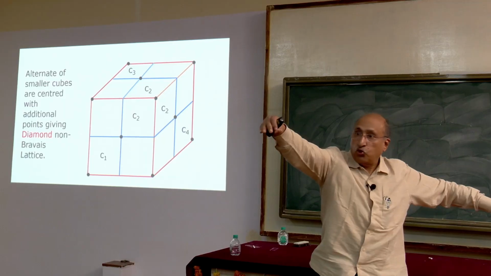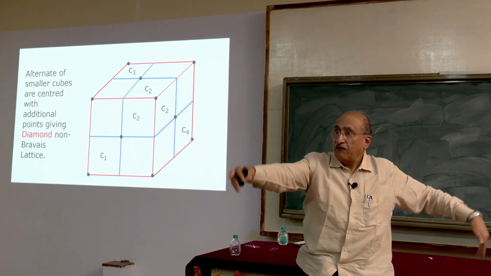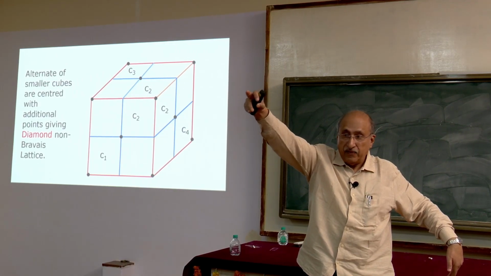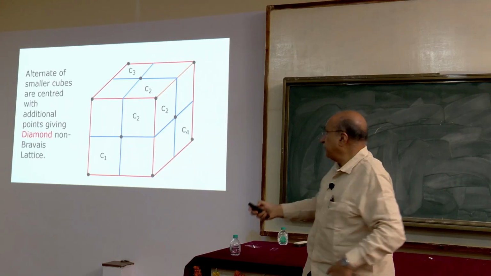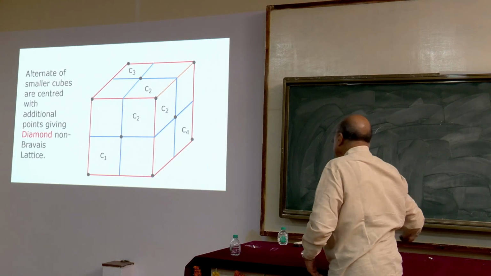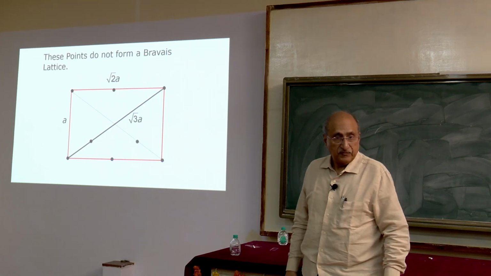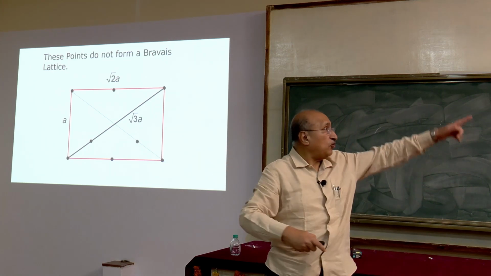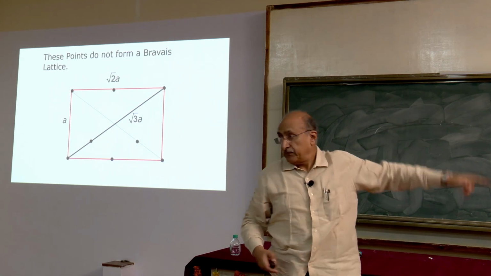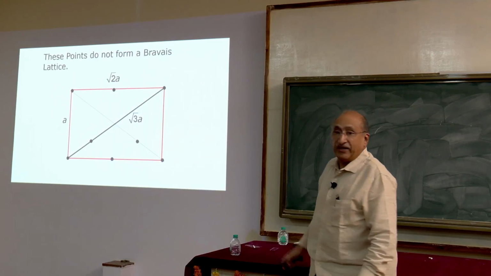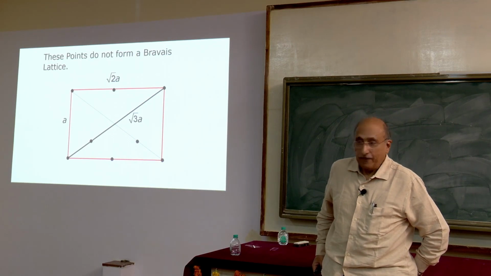Cut this into 2 rooms. Okay, one dimension will be A. This dimension will be root 2 A. If I join from this point to that point, that will be root 3 A. So this distance is root 3 A. All right.